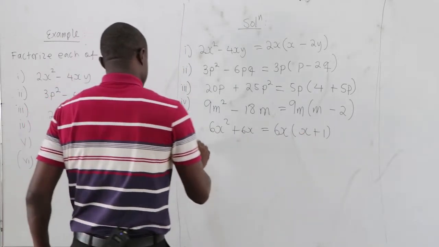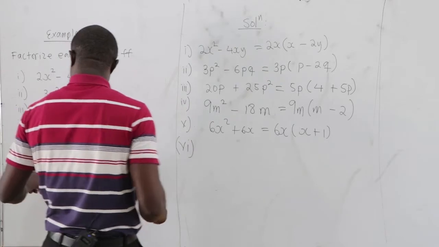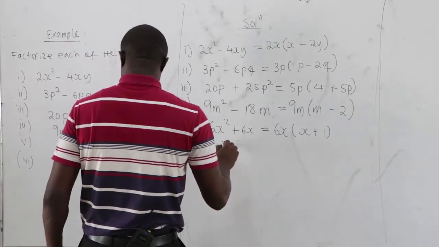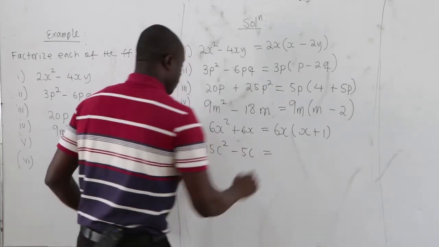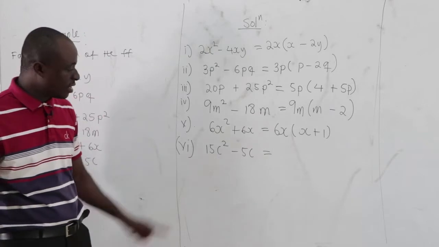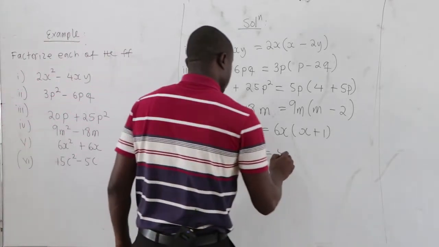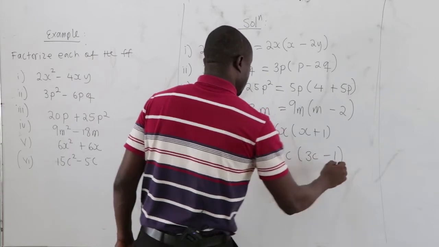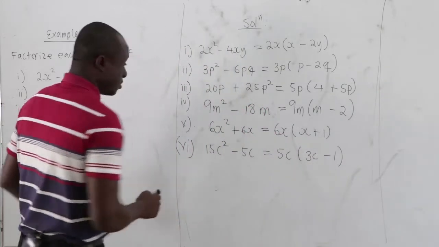Now let's see the sixth one. The sixth one, we have 15c squared minus 5c. So clearly 5 is a factor of this. We can also see 5 is a factor of that. C is common, so we have 5c out. We can get 3c minus 1. And yeah, so that is that.